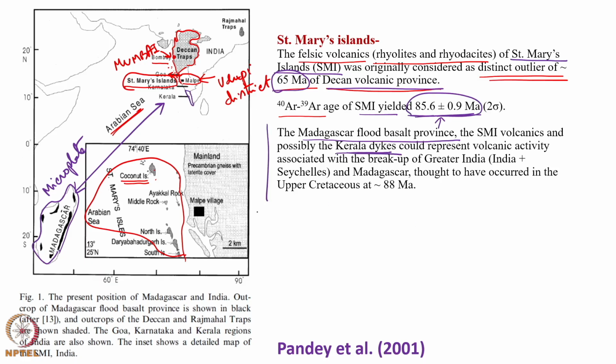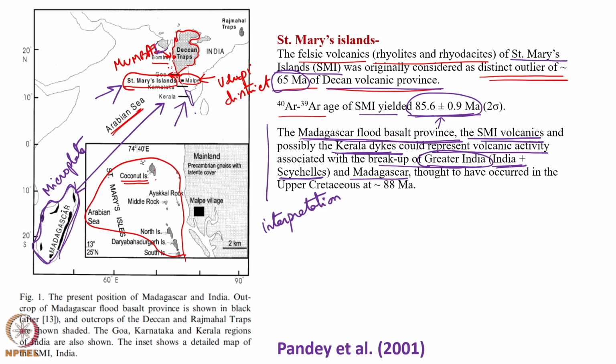So, here goes the interpretation. The Madagascar flood basalt province, which is within the Madagascar microplate, the SMI volcanics, which are in the St. Mary's Island, and possibly the Kerala dikes, all these three locations are far away from each other. They represent volcanic activity associated with the breakup of Greater India and Madagascar. Greater India at that moment consisted of present-day India and the Seychelles Islands, which is now not shown in this map. Seychelles was attached to Saurashtra and that got separated around 65 million years back.